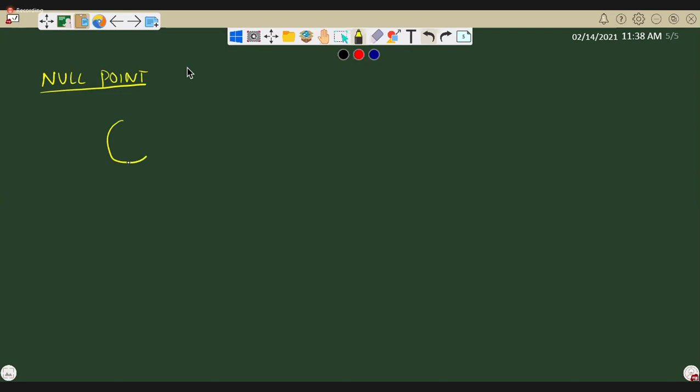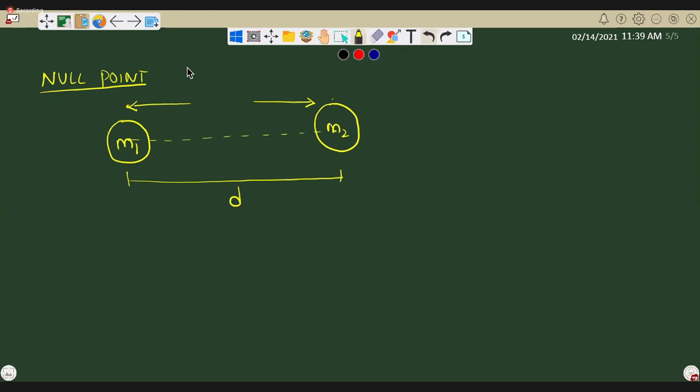See, if I take a mass m1 here, and if I take a mass m2 here, these are at a distance of d. Now, see, this mass has its gravitational field in this direction, and this mass has a gravitational field in this direction, right? Yes. So whenever these gravitational fields are in opposite directions, can I say somewhere in the line between those two, they will have zero gravitational field?